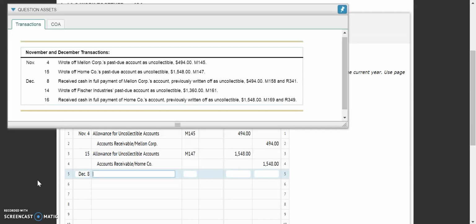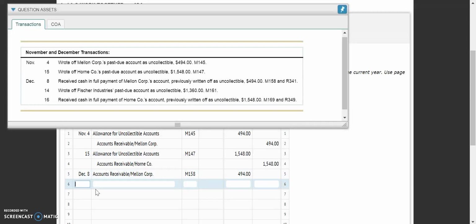And then again, I need you to think what happens when we reopen the account. Well, essentially, we're just flip-flopping this transaction. So accounts receivable in Mellon Corp will go up with a debit, and allowance for uncollectible accounts will also go up with a credit. So we're just essentially flipping that one. So we put accounts receivable, Mellon Corp, and the full amount is $494. And then our credit goes to the allowance for uncollectible accounts. Again, credit of $494.